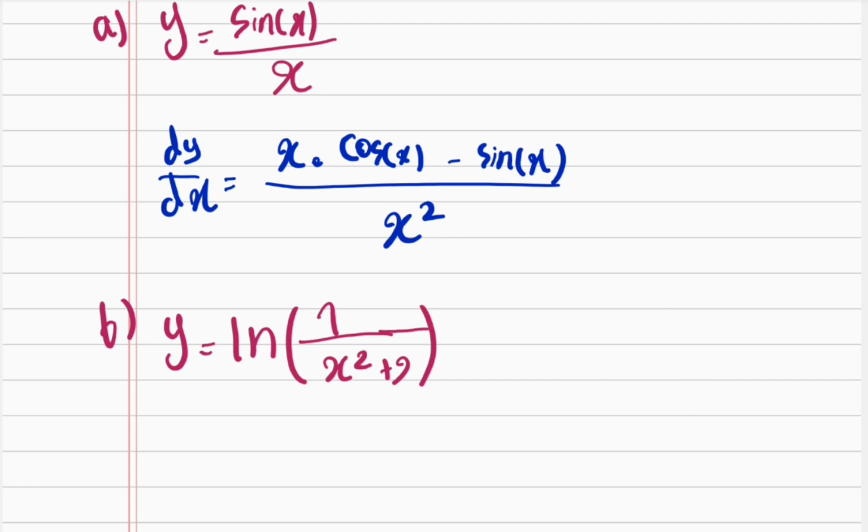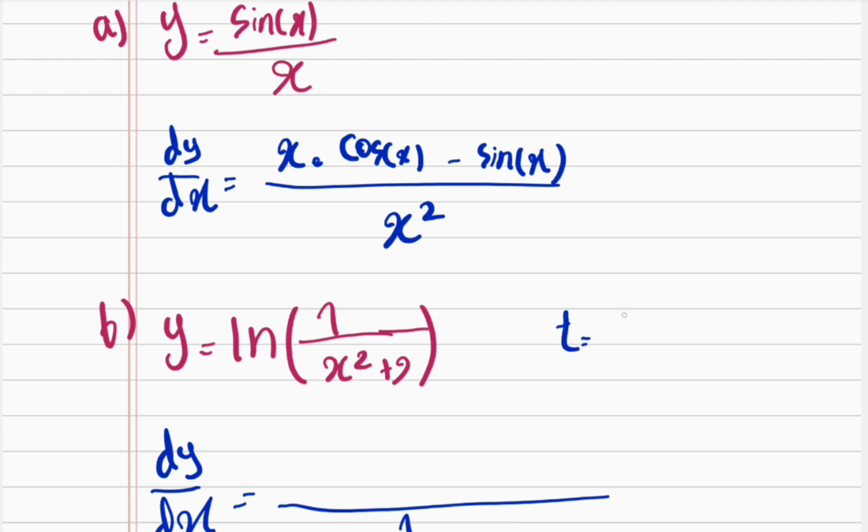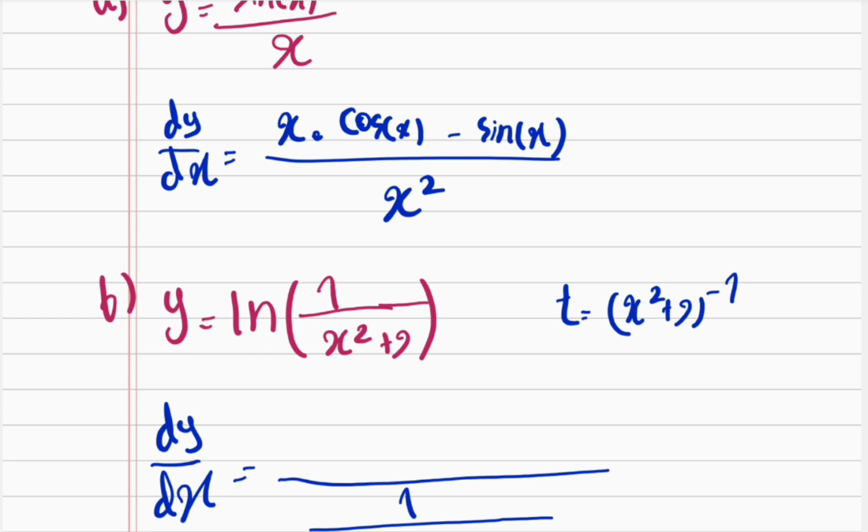So yeah, let me write that here. dy by dx is equal to, so the denominator is obvious, it's just going to be the function, so 1 over x squared plus 9. And for now, let's say t is equal to x squared plus 9 to the power of minus 1. The reason I'm writing this separately is because I want to differentiate this separately, and I substitute that here. Also, the reason I wrote this in the form x squared plus 9 to the power of minus 1 is because I want to use the chain rule. So that's why I have that in this form.